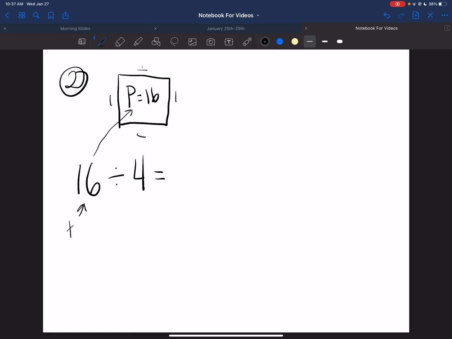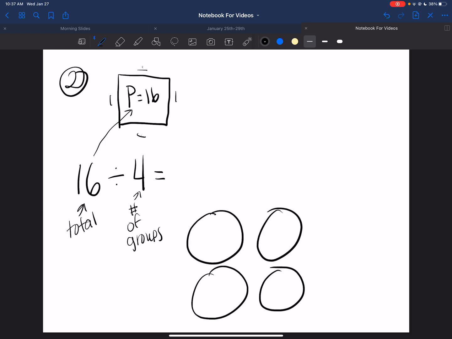16 divided by 4. 16 is my total. 4 is my number of groups. I'm going to draw out 4 groups that represent our 4 sides, and I'm going to share until I'm out of 16. 1, 2, 3, 4, 5, 6, 7, 8, 9, 10, 11, 12, 13, 14, 15, 16. And now I count. 1, 2, 3, 4, 4, 4, and 4. So my missing side length all the way around because it's a square is 4.